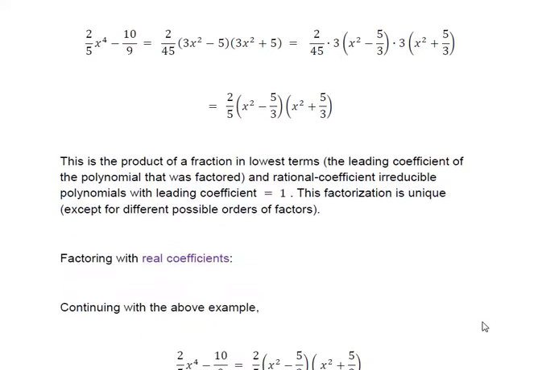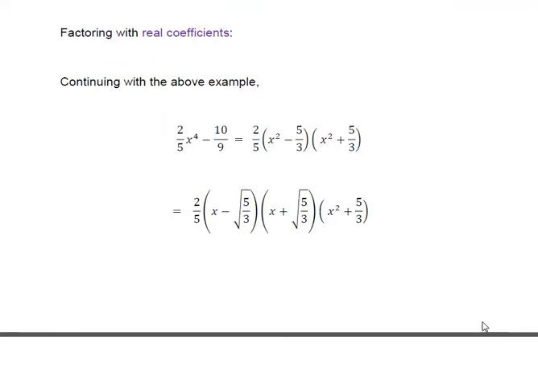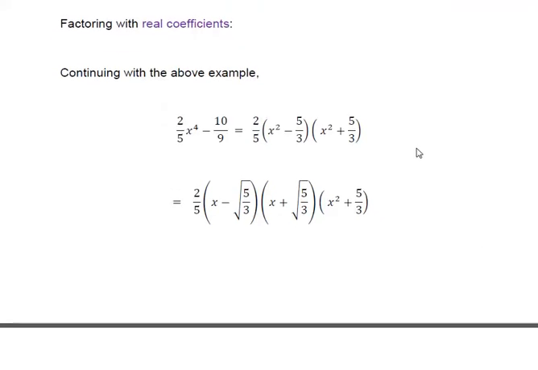Now let's take a look at factoring with real coefficients. Now we had the previous factorization with rational coefficients. Now if we look at x squared plus 5 over 3, we can see it has no real zeros since it's positive for every value of x. So by the factor theorem, it can't be factored into real coefficient linear polynomials. However, x squared minus 5 over 3 can be factored into linear real coefficient polynomials when we factor it as a difference of squares.